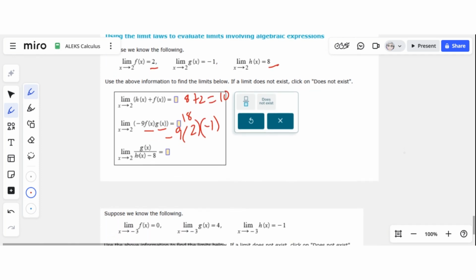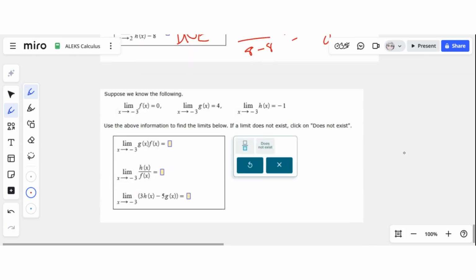For this next one, we have a quotient, and we also have something funny going on at the bottom. We have the function minus some value. Again, we can just replace these function names with their limits here and do the rest of the calculation. So as x approaches 2, the limit of g of x is -1, so that's going to go on top. The limit of h of x is 8, and then we've got a -8, so that's going to give us -1 over 0, which is not a number. It doesn't make sense. So this is actually where you press the does not exist button, because this limit does not exist.